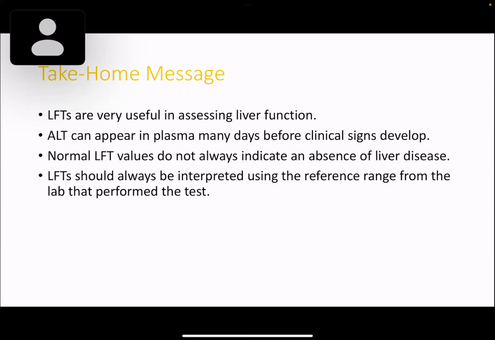An important message you should convey is that liver function tests should always be interpreted using the reference range from the lab that performs the test. Okay? Because there is variation in the reference range of liver function tests from one lab to another. So you should interpret liver function tests based on your lab guidelines.